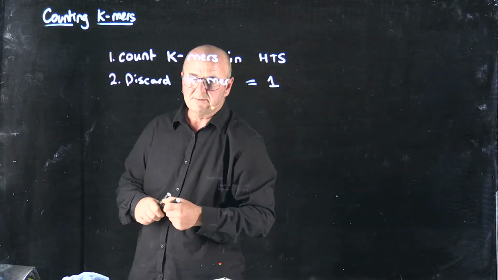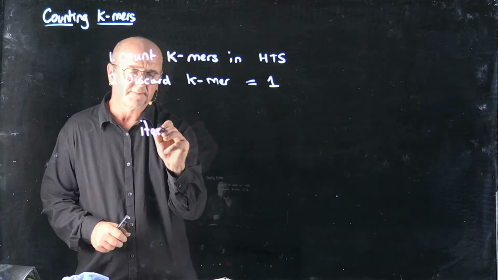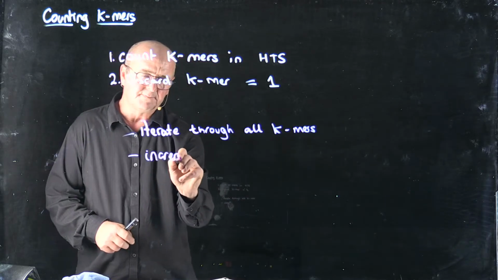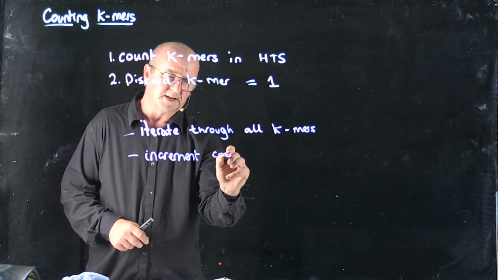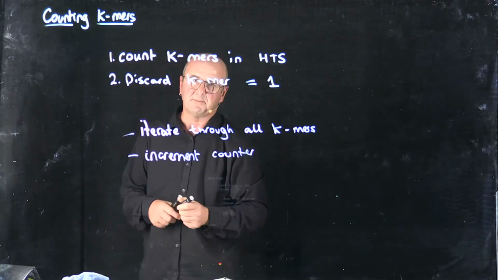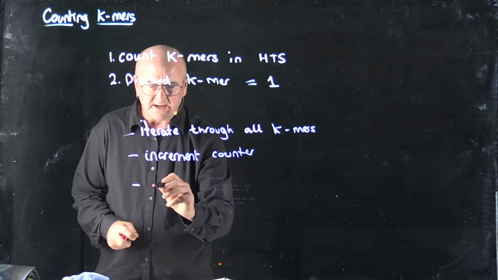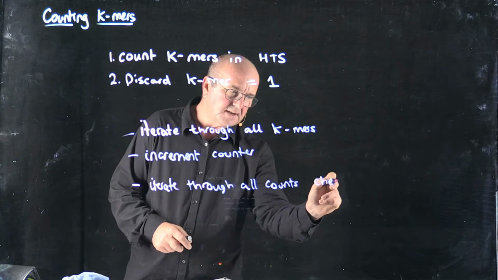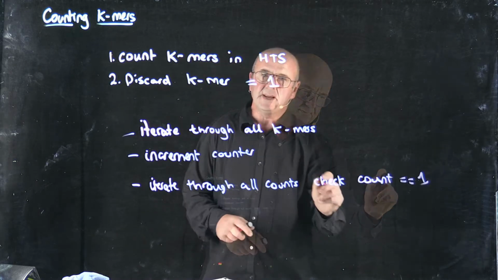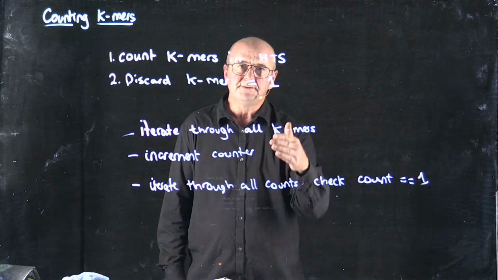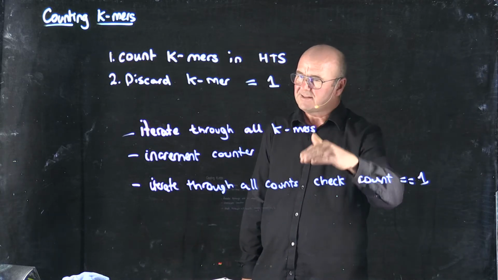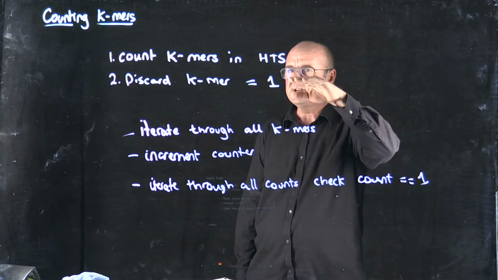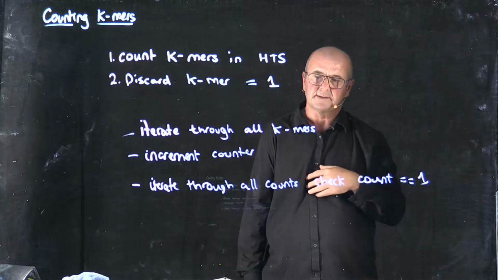So our approach might be to iterate through all k-mers, increment our counter, of course using our lock-free compare and swap method, and then once we've done that, we're going to iterate through all counts and check if a count is equal to 1. And if it is, we're going to delete that k-mer. But we're doing 2 iterations here, and that's really slow. So we'd like to come up with a method where we can just discard the k-mer if we've only seen it once.